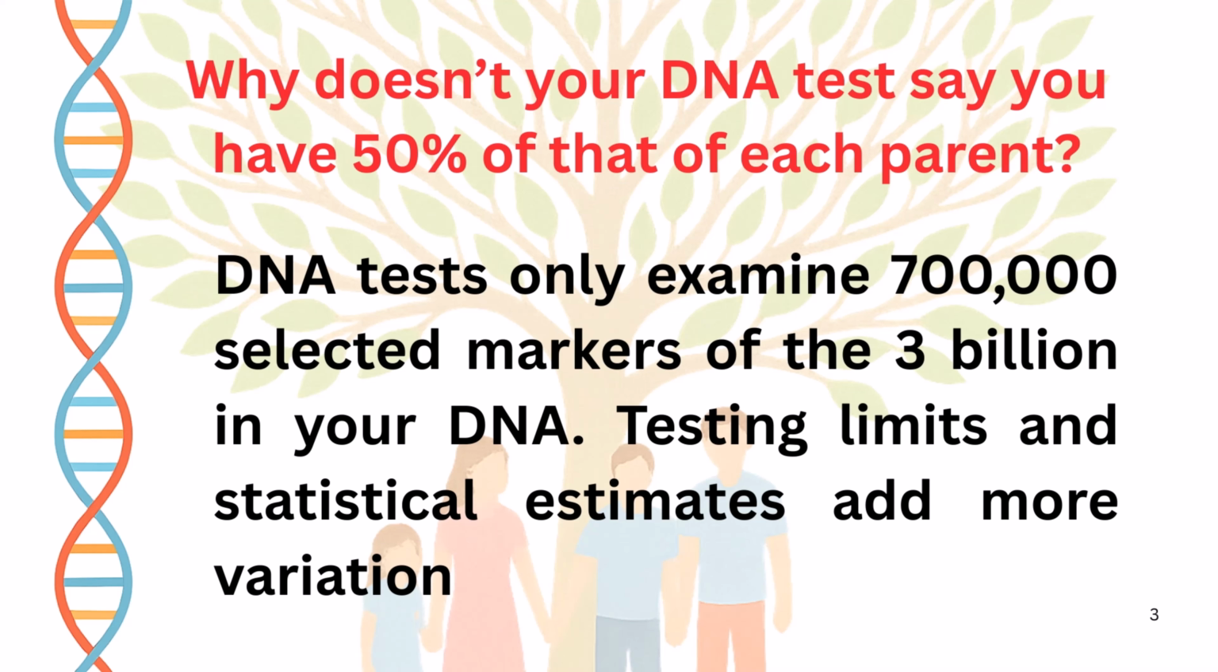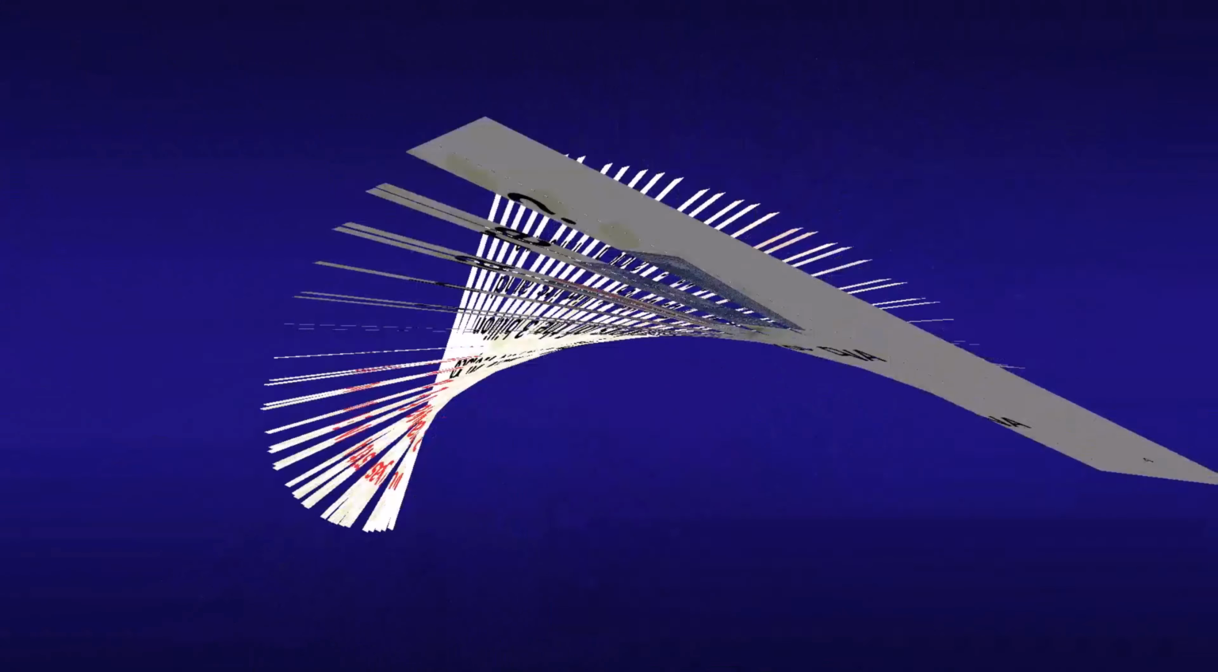because 99.9% of human DNA is identical in everyone. Scientists only look at these SNPs where humans are known to differ. It's like checking only the street names that change, rather than every single grain of sand on the road out of the 3 billion in your DNA. And many of those are filtered out. DNA is inherited in chunks, not evenly. So when only some locations are measured, the numbers don't come out perfectly. Small testing limits and statistical estimates add a little more variation.